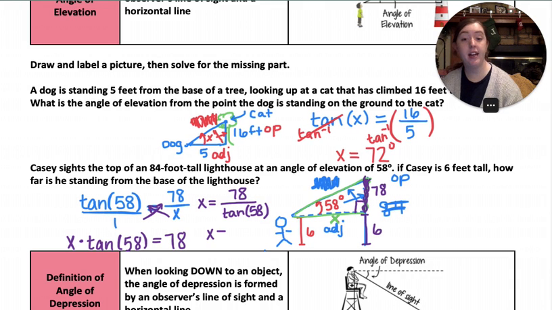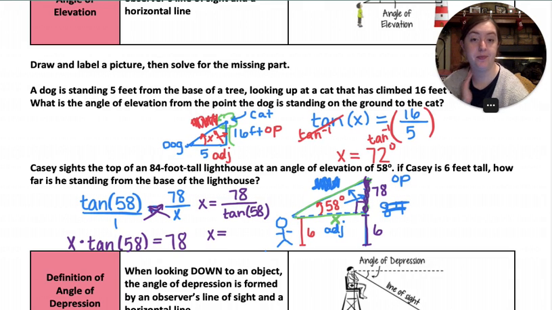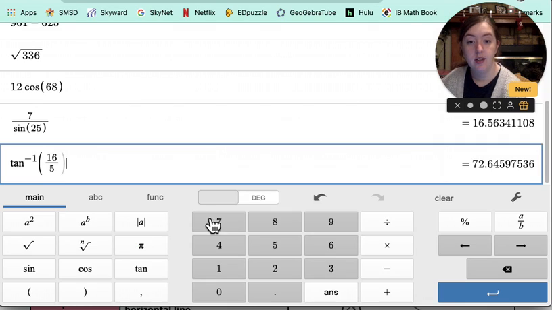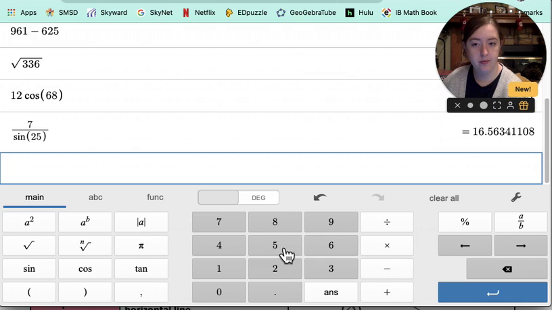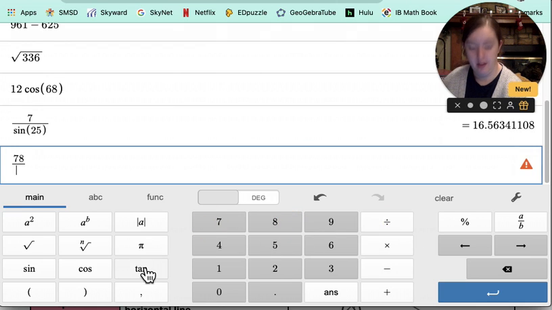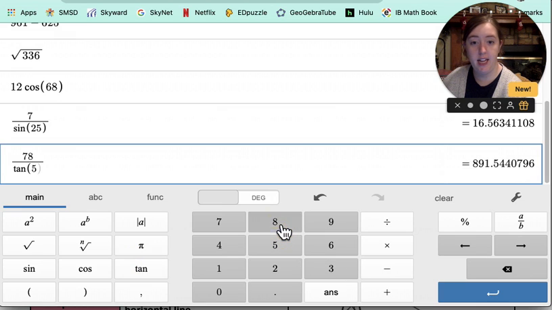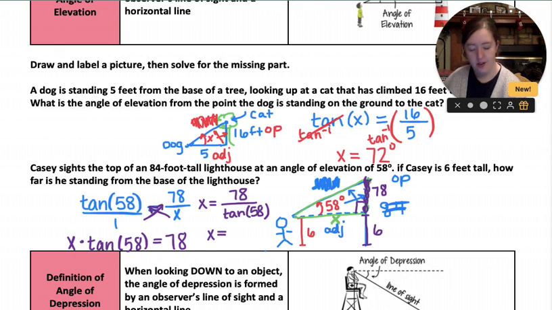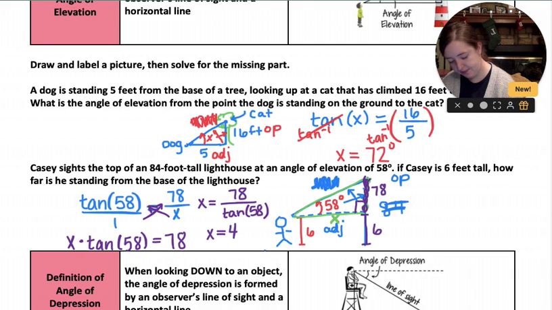And then we'll pop that guy into our calculator. 78 divided by the tangent of 58. Good deal. We're getting 48.7. And since that's a 3 afterwards, he's going to stay a 7. 48.7 feet.